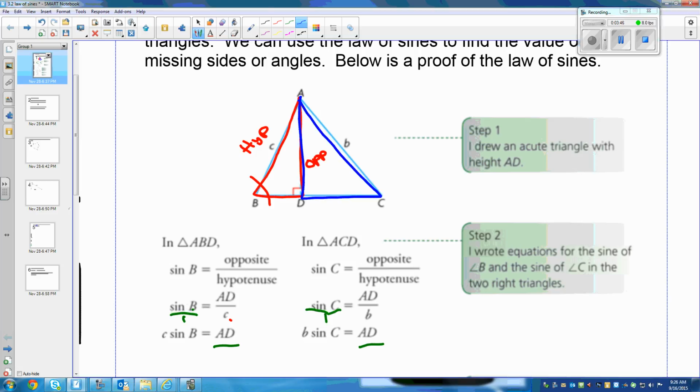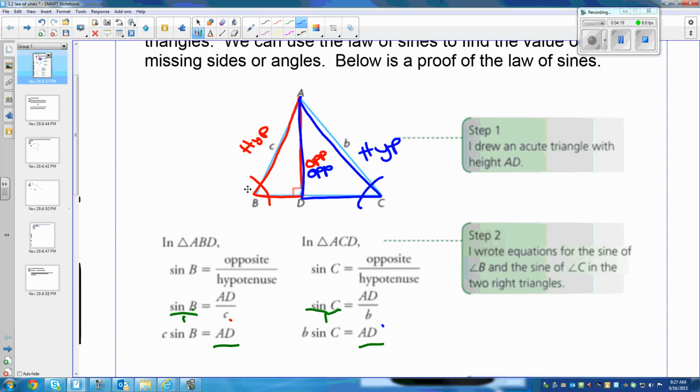The other triangle is ADC, and we're going to look at angle C. What's the hypotenuse of this new blue triangle that I drew? B. So this is my hypotenuse over here. And what's the opposite? AD. So it's the same thing. The opposite side is the same for those two separate angles. So the sine of C is equal to AD over side B. So if I cross multiply, I get B sine C is equal to AD.